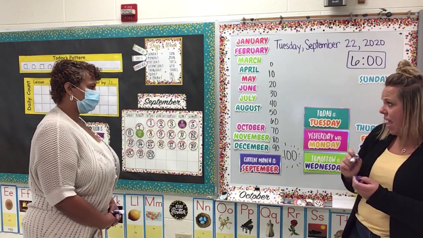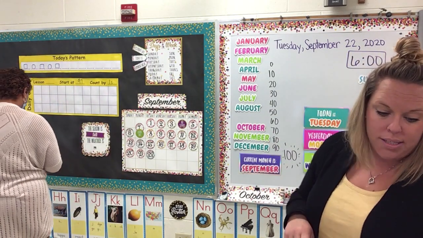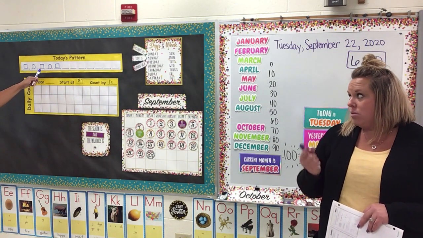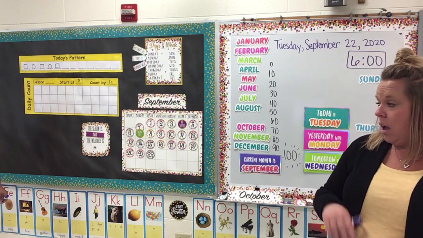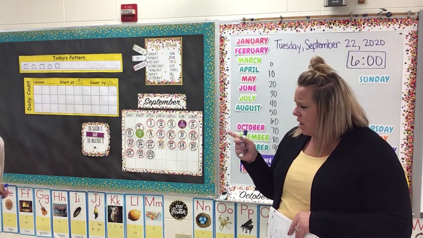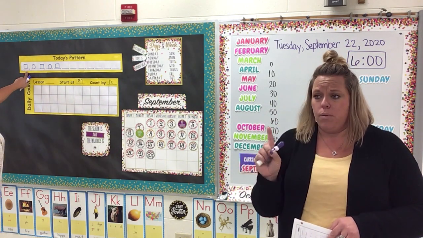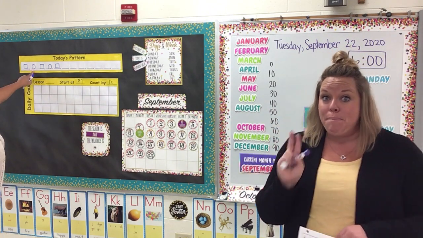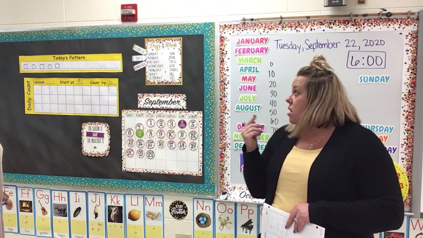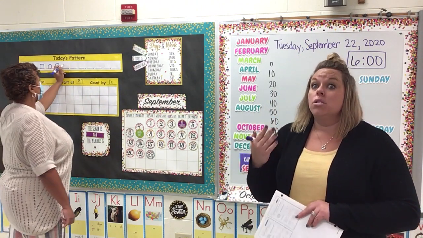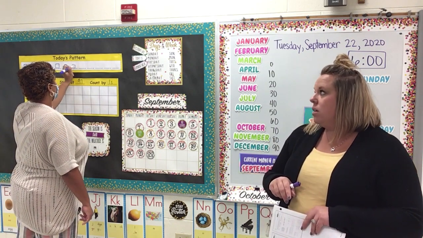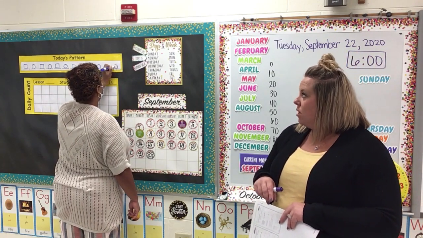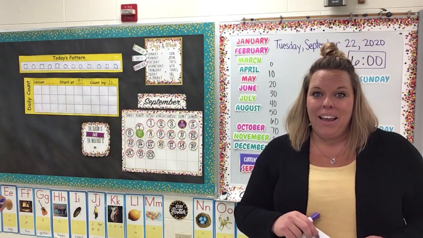All right, friends, next today, I want to look at our pattern. You can see our pattern is square, circle, square, circle, square. And now we need to finish that pattern. Take a look. How many different shapes was I using? I was using a square and a circle. That's 2. So what kind of pattern? We know that's an A-B pattern. So we need to finish that pattern up. Square, circle, square, circle, square, circle, square, circle. Very good.